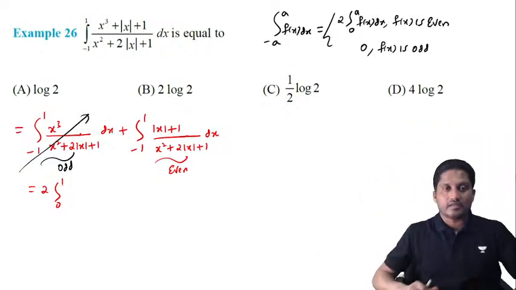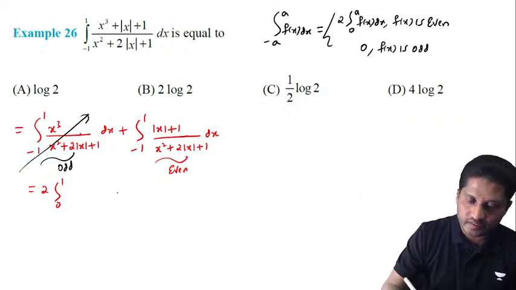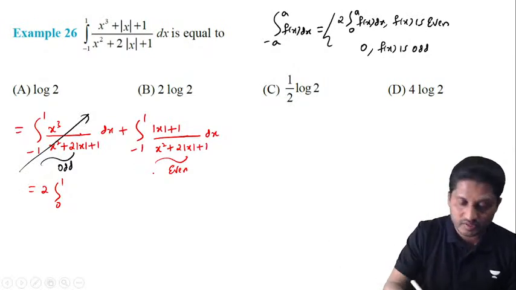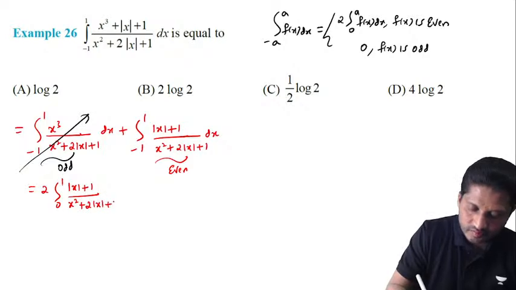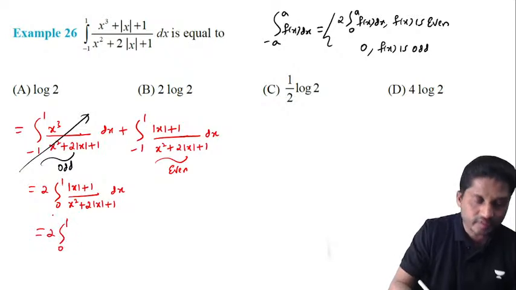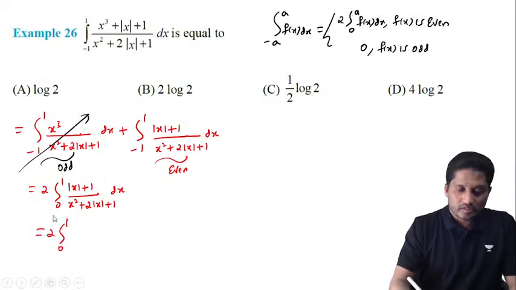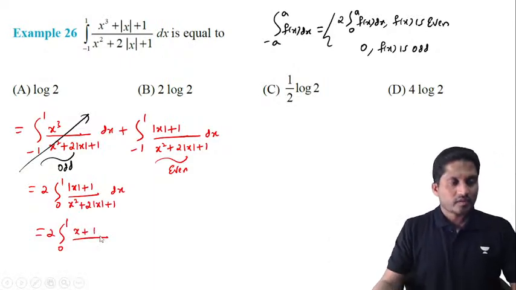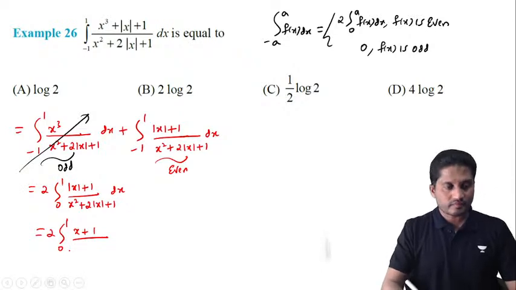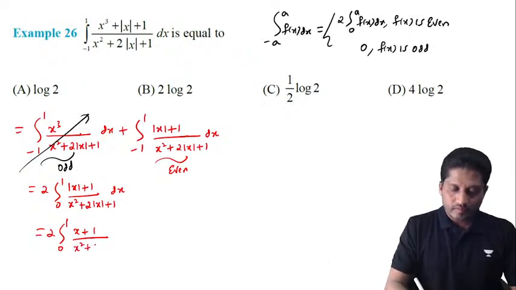Now this is an even function. So I can write minus 1 to plus 1 as 2 times 0 to 1 of modulus of x plus 1, divided by x square plus 2 into mod x plus 1, dx. Now 2 times the integration from 0 to 1. Between 0 and 1, mod x is x only. So this fellow is x plus 1, divided by x square plus 2x plus 1 and then dx.